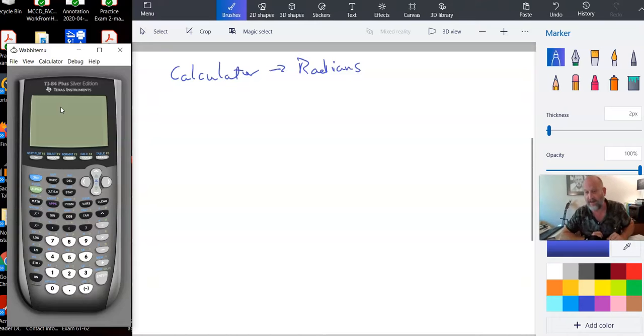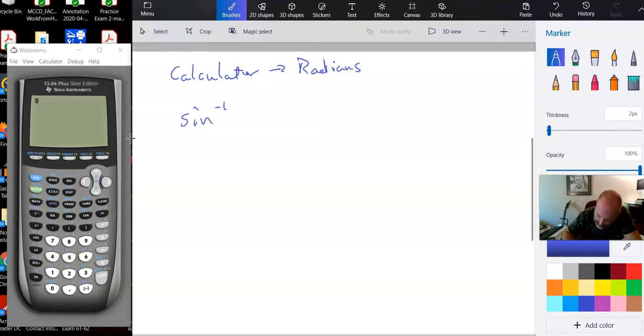So once we have it there, keep in mind, most calculators are going to give you the radians in decimals. So it looks different than a radian answer, but it's still a radian answer. So let's say we want to do sine inverse of 1/2. We want to know what angle will give us 1/2 when we plug it into sine.